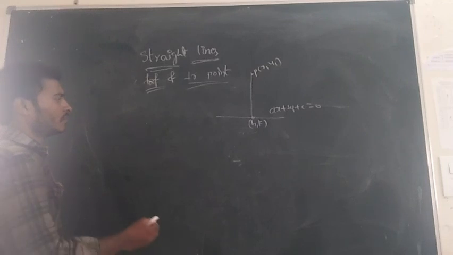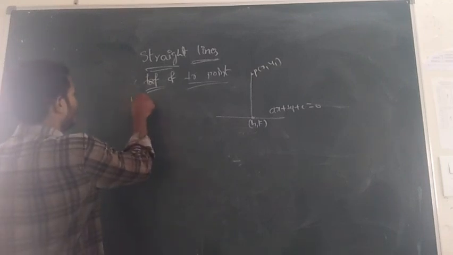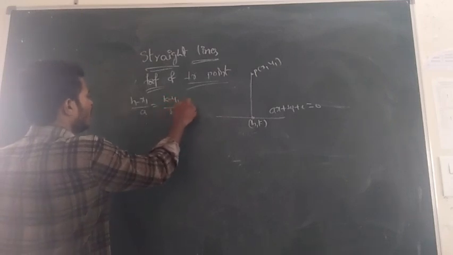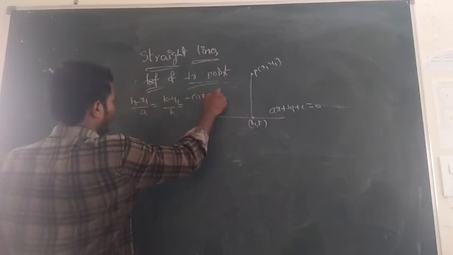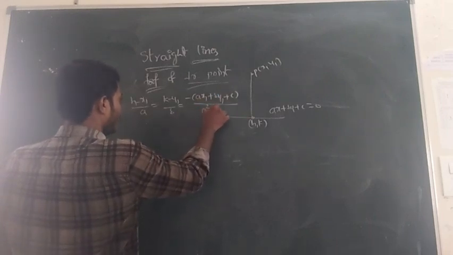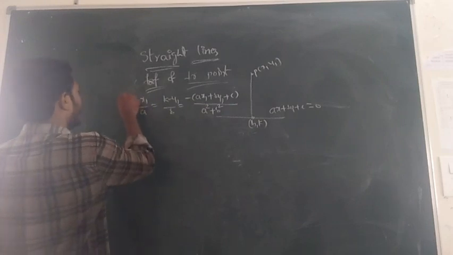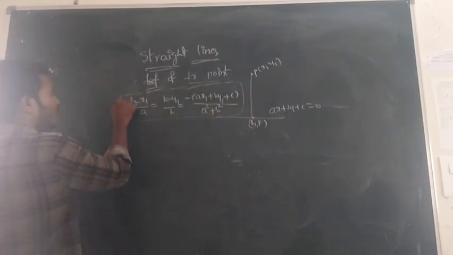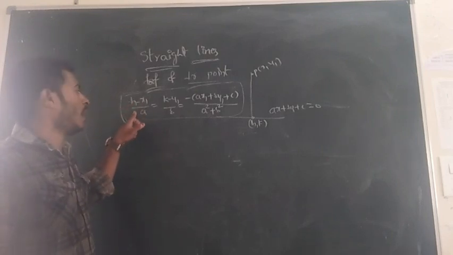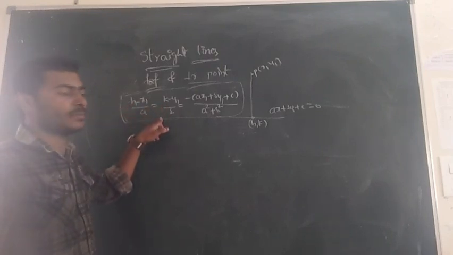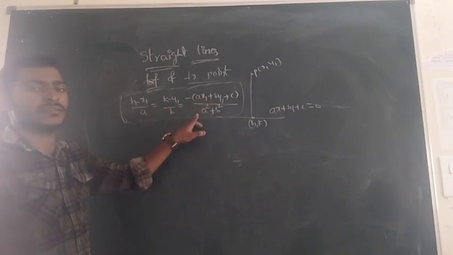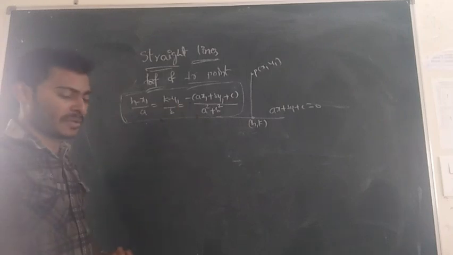To find the foot of the perpendicular, we have the formula: h minus x1 by a equals k minus y1 by b equals minus of ax1 plus by1 plus c by a square plus b square.